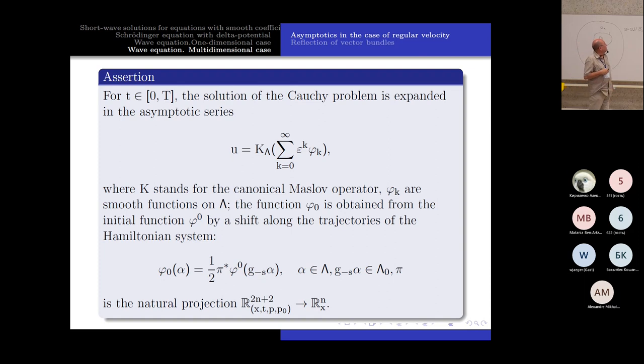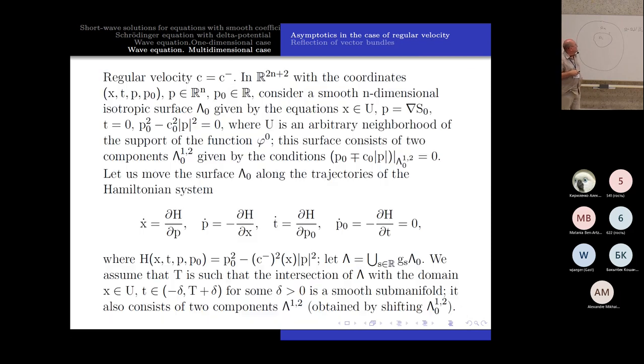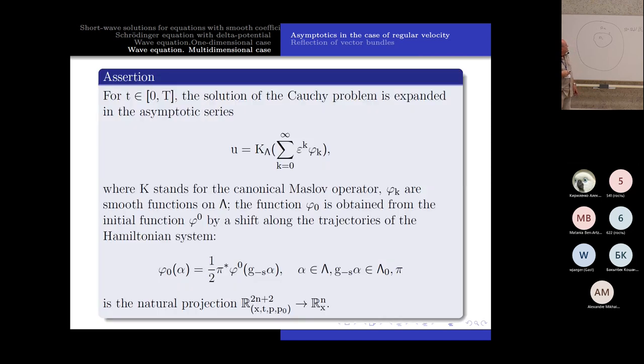And a very well-known fact is that in this case, again, the asymptotic solution is defined by the Maslov canonical operator. Of course, here this sign means not strict equality, but an asymptotic series for this one. And K here is the Maslov canonical operator on this. Again, if we consider the main part of the asymptotic solution, then we just have to shift the initial amplitude along the trajectory.